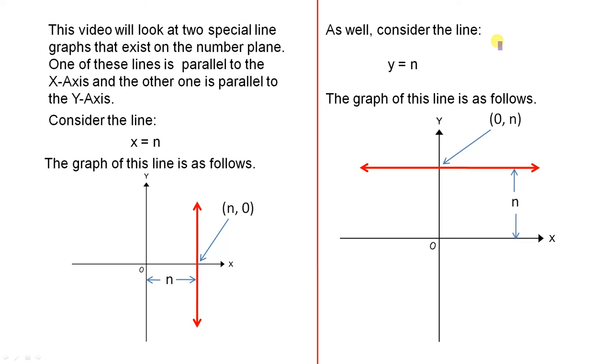As well, consider the line y equals n. The graph of this line is as follows. y equals n is n units away from the x-axis, so it crosses the y-axis at the point (0, n). Because it is n units away from the x-axis, it is parallel to the x-axis. And that's why they're called two special lines, because each of these lines is parallel firstly to the y-axis and to the x-axis.